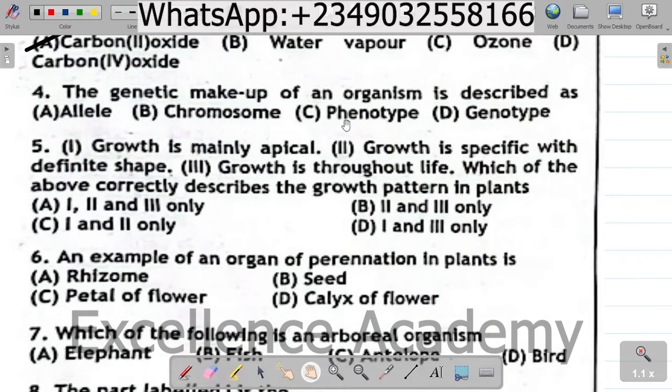Question 4. The genetic makeup of an organism is described as A. Allele, B. Chromosome, C. Phenotype, D. Genotype. The correct option is D. Genotype. The allele is a pair of contrasting genes. The chromosome is a thread-like structure that contains the DNA. Phenotype are outward physical characteristics that can be seen in an individual. So the correct option is D. Genotype.